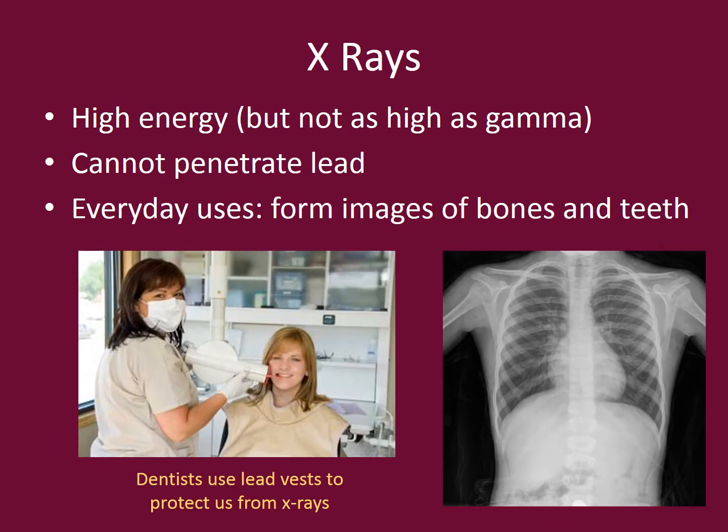One that's a little more familiar to us is X-rays. Now, X-rays are high energy, not quite as high as gamma, because remember, we're going down in order from most energetic to least. So they can't penetrate lead. That's why if you go to the dentist and you're getting X-rays, they put that really heavy vest on you. That vest is made out of lead, and it protects the rest of your body from exposure to X-rays. Because if all they're trying to do is look at your teeth, they don't really need to see the rest of you.